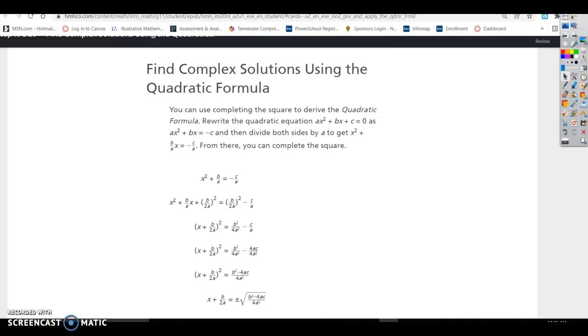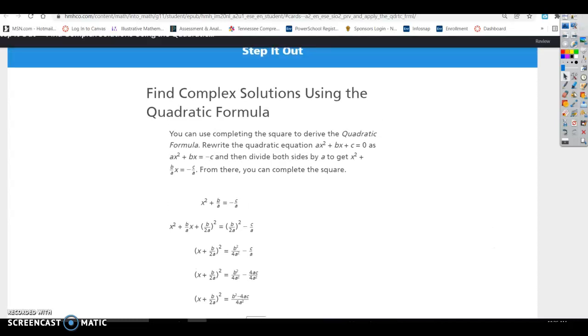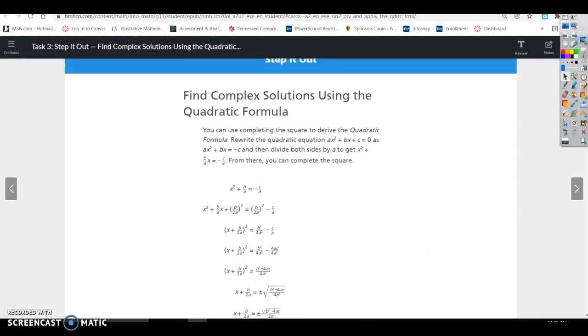Lesson 2.3, Task 3. Alright, find complex solutions using the quadratic formula.